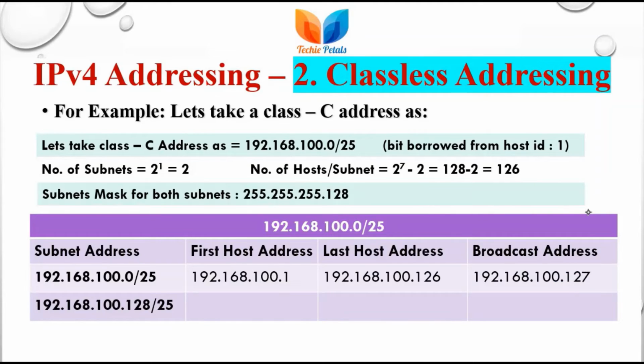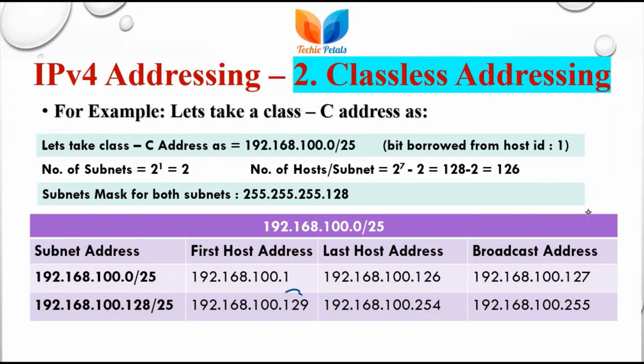Similarly, for this network we are going to have the first address as 129, and the last address will be 254, which is 129 plus 125, as we have a total of 126 hosts. Next, the broadcast address will be 255. Okay, so here we are done. The first address is 129, the last address is .254 and the broadcast address is 255.